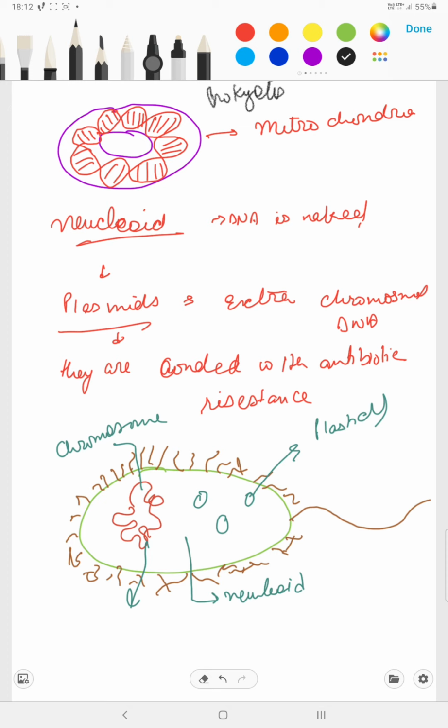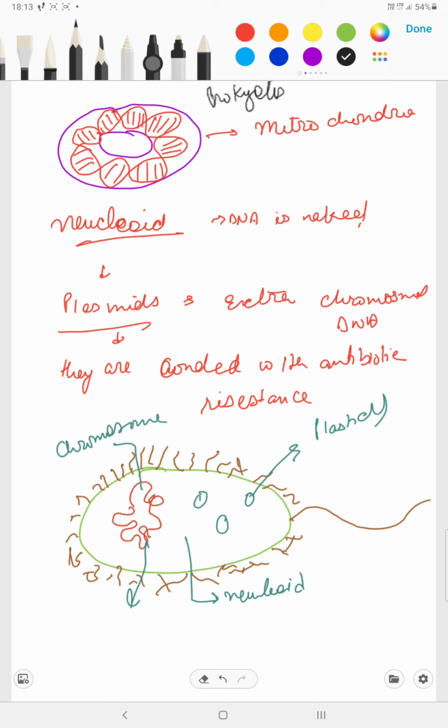Now the DNA of the prokaryotes is known as the nucleoid. Why is it called a nucleoid? Because the DNA here is naked. What do you mean by naked? Naked means it is not surrounded by a nuclear membrane. It's just there in the cytoplasm. It doesn't have any covering over it.